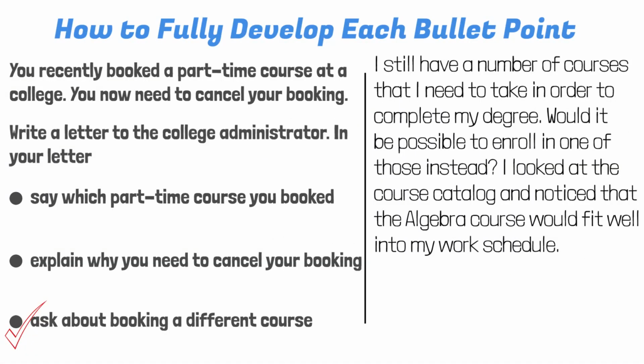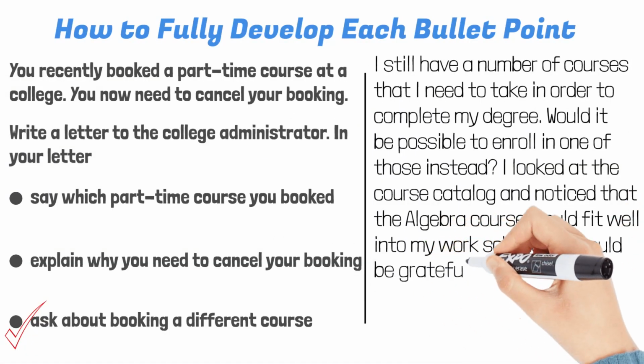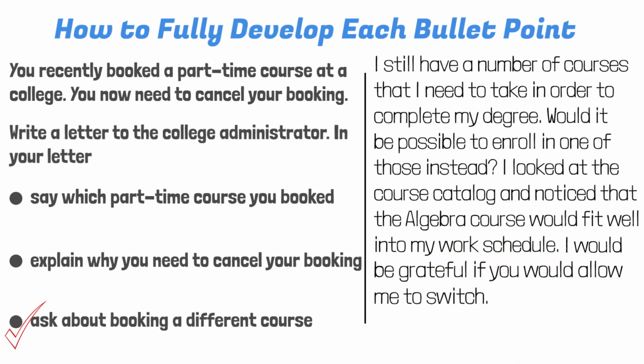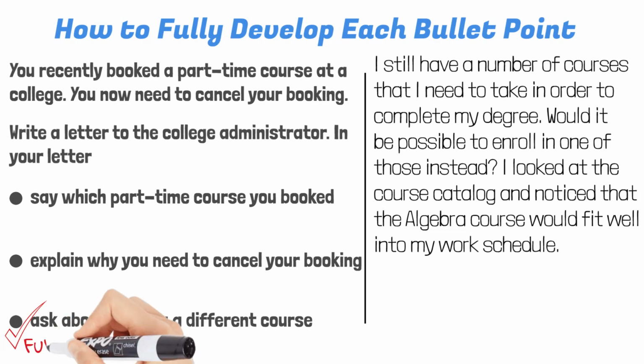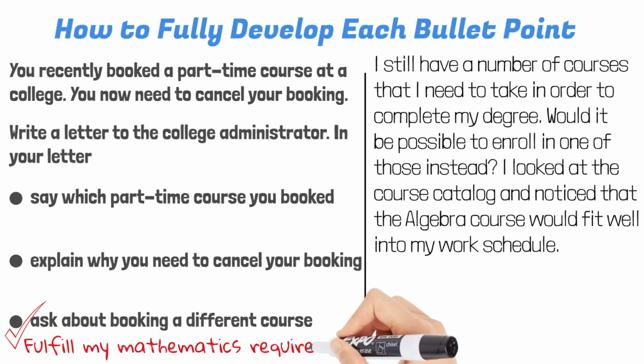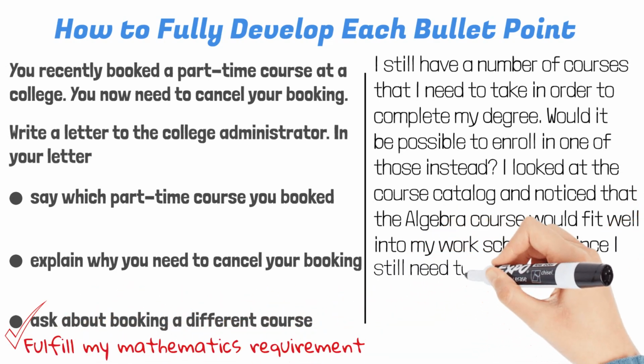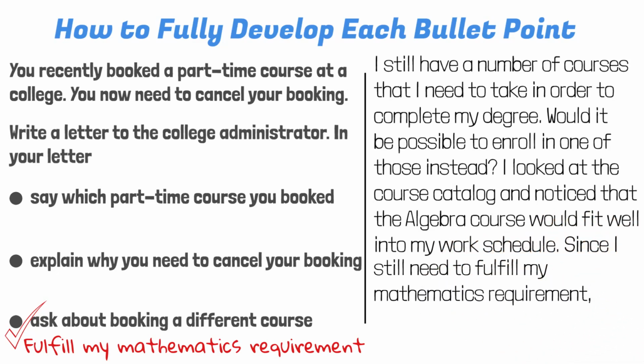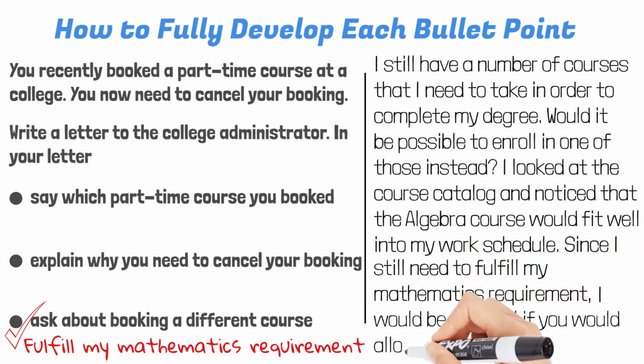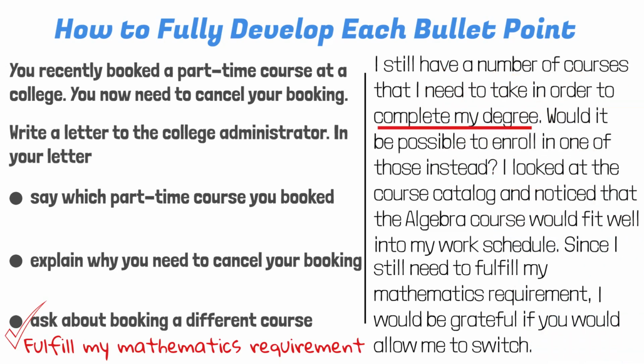You can now end your essay with something like, I would be grateful if you would allow me to switch. Or you can also add a second reason to make this sentence more complex. Another reason why I want to book the algebra course is that I need to fulfill my mathematics requirement. Since I still need to fulfill my mathematics requirement, I would be grateful if you would allow me to switch. Here, fulfill my mathematics requirement means that I need to take some mathematics courses in order to complete my degree.